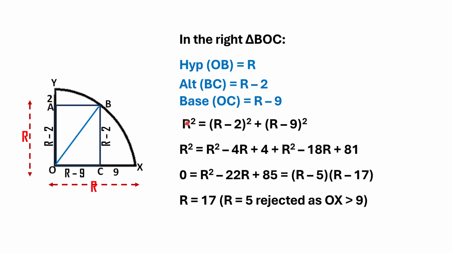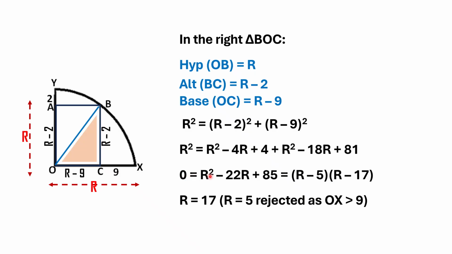So using Pythagoras theorem, hypotenuse square should be equal to altitude square plus base square. So R square is equal to R minus 2 whole square plus R minus 9 whole square. We expand this, R minus 2 whole square, that is R square minus 4R plus 4, and also expand this one, R minus 9 whole square, R square minus 18R plus 81. So R square and R square will cancel. One R square will cancel from the right side, and R square on the left side will cancel with that.